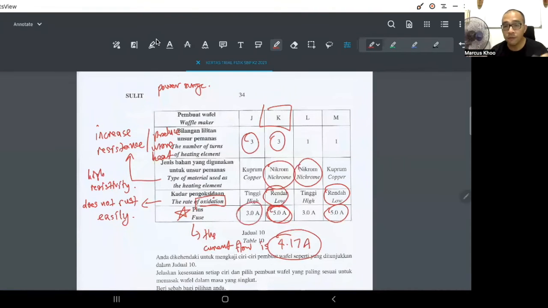3 cannot lah, obviously 3 cannot, because your current flowing is 4.17. So the moment 4.17 goes into the 3 amp fuse, dia tidak boleh lah, dia tidak boleh melebihi 3 amps. Dia tidak boleh melebihi 5 amps. That's the idea behind it.